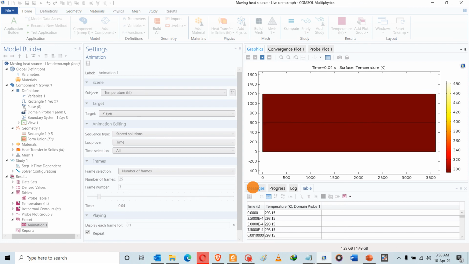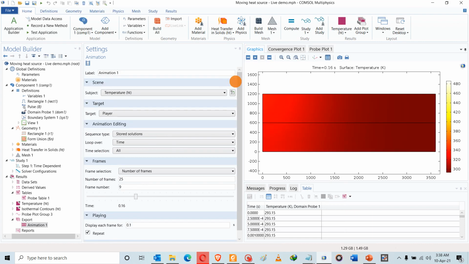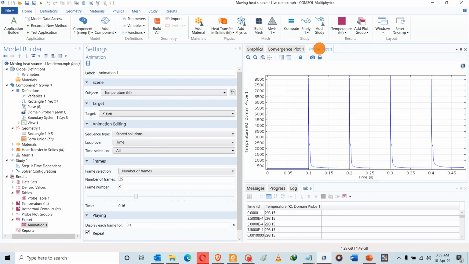But what is the temperature? Look at the probe plot. Do you see that? So the pulses as they land on the surface. It is the coolest thing in the world. So you have these pulses, the first pulse, the second pulse, the third pulse, the fourth pulse. So we were able to create 4 pulses landing on the surface. Brilliant.